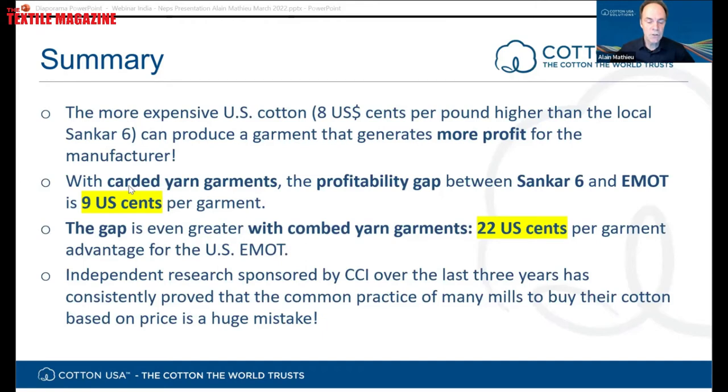Independent research studies commissioned by the CCI over the last 3 years have consistently confirmed that the practice of many mills to buy their raw materials purely based on price is a huge mistake. This has been reinforced by the present study.